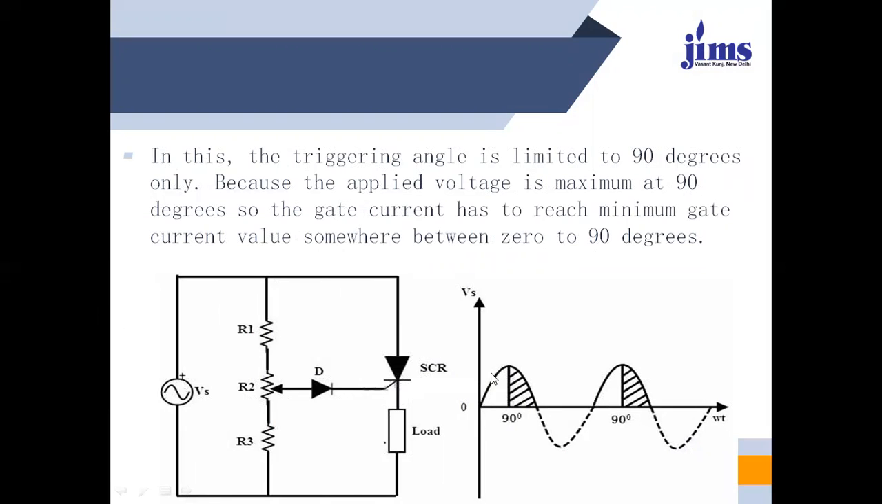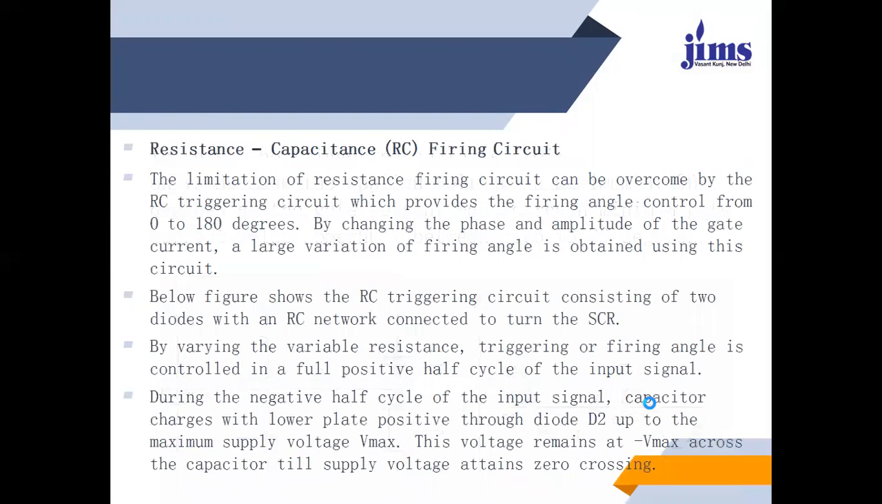So for the operation from 0 to 90 degrees, the resistance triggering is applicable, but beyond 90 degrees it is not. The turning on point will start from 0 degree to 90 degrees, and the conduction will continue from the turn-on point up to 180 degrees, with the SCR in the on state. So this will be the waveform, where the shaded part indicates the operation of your SCR. Next will be the resistance capacitance firing circuit.